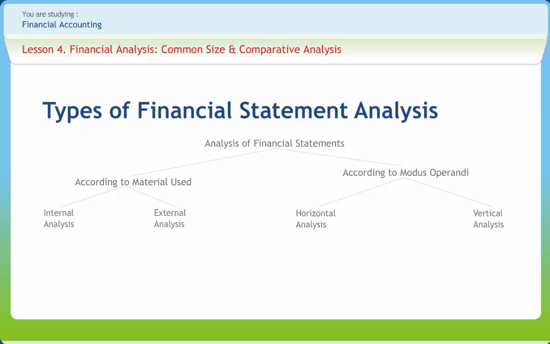Horizontal analysis is also known as dynamic analysis or trend analysis. When the financial data of a company for several years are analyzed and compared, such type of analysis is called horizontal analysis. For this type of analysis, the data of different years are kept in different columns horizontally.